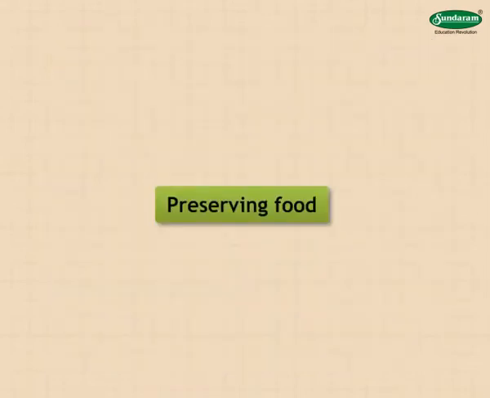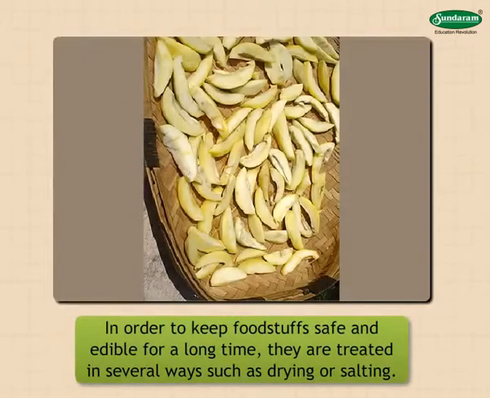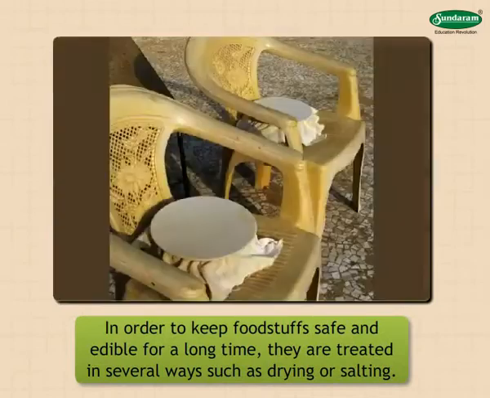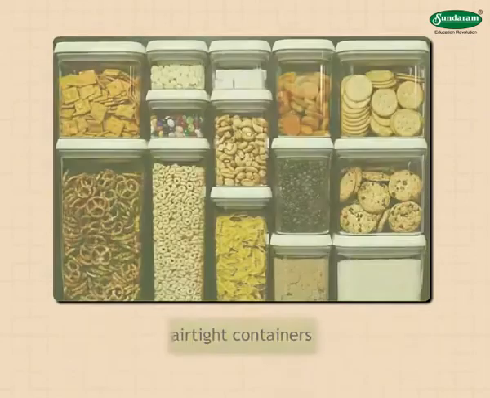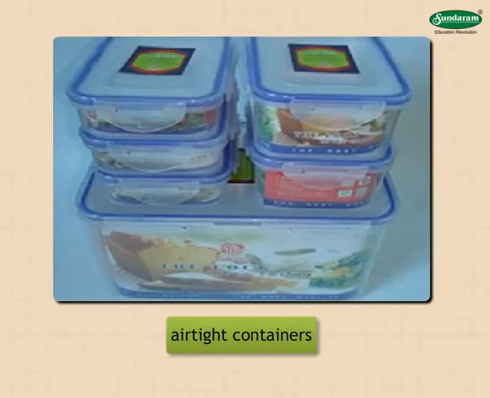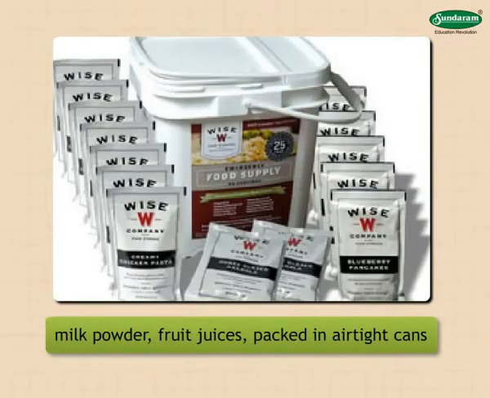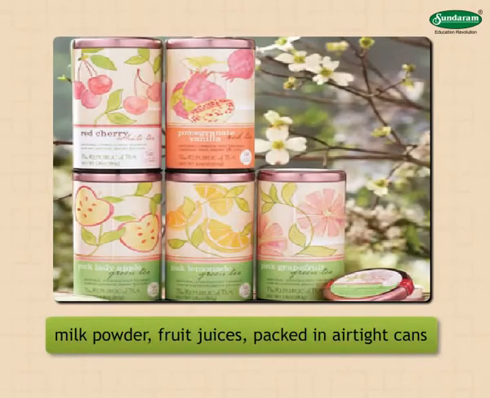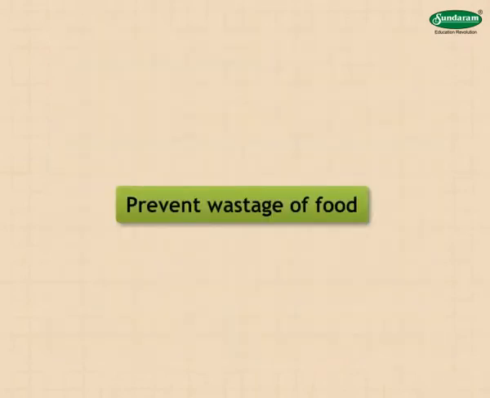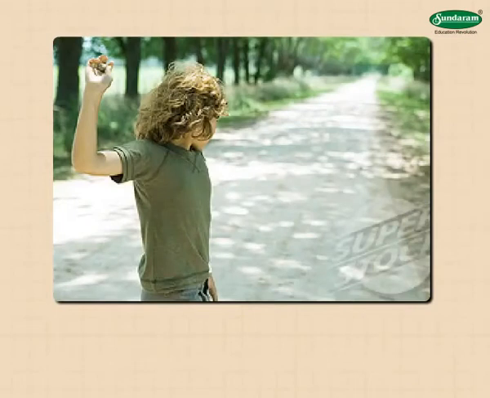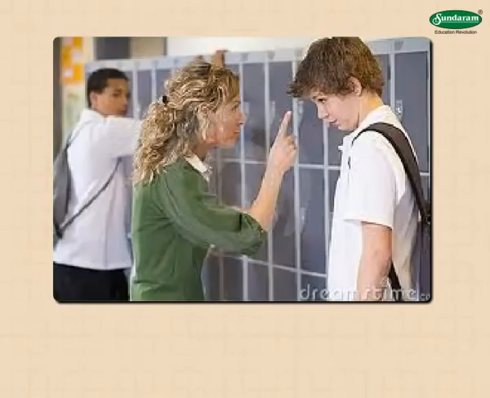Preserving food. In order to keep foodstuffs safe and edible for a long time, they are treated in several ways, such as drying or salting. They may also be packed in airtight containers. Foodstuffs like milk powder, fruit juices packed in airtight cans are always available. Prevent wastage of food. Don't ever spoil, waste or throw away food at home or at parties or when you eat your tiffin.